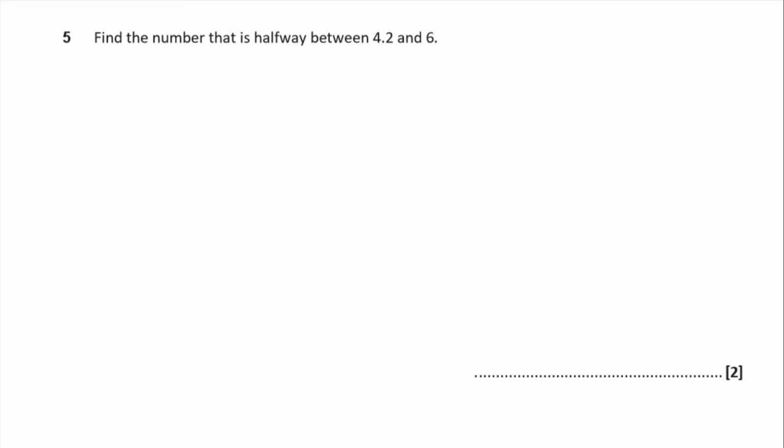Question 5. Find the number that is halfway between 4.2 and 6. Okay, 4.2 and 6. Now, to find a halfway point between two numbers, the easiest way is just to average them out. So if I take 4.2 and I add on 6 and then divide it by 2, that should give me the number I want then. Okay, so 4.2 plus 6, that is 10.2. And half of 10.2, that's going to be 5.1 then, isn't it?